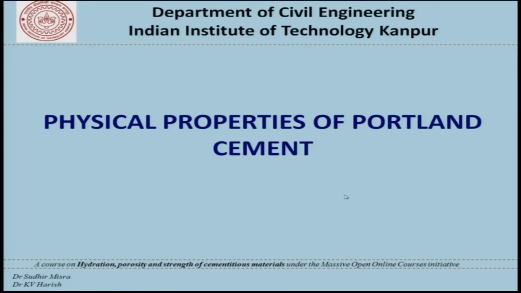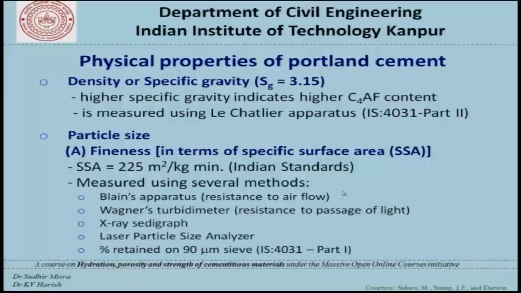Physical properties of Portland cement. So, the main important properties of Portland cement alone are discussed. The first one is density or specific gravity. The specific gravity of Portland cement typically is 3.15. That value is very important.